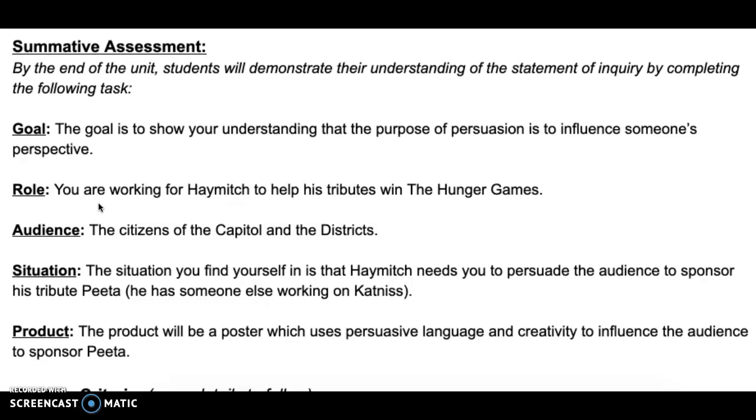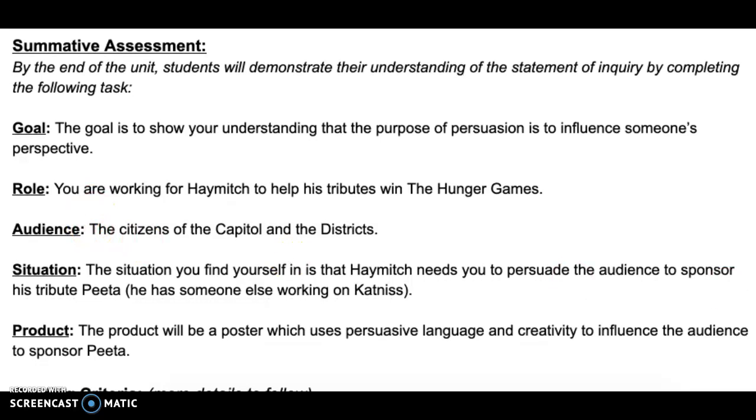Now we'll look at the summative assessment. By the end of the unit, students will demonstrate their understanding of the statement of inquiry by completing the following task. The goal is to show your understanding that the purpose of persuasion is to influence someone's perspective. The role is you are working for Haymitch to help his tributes win the Hunger Games. And you'll understand who Haymitch is once we start reading the book.